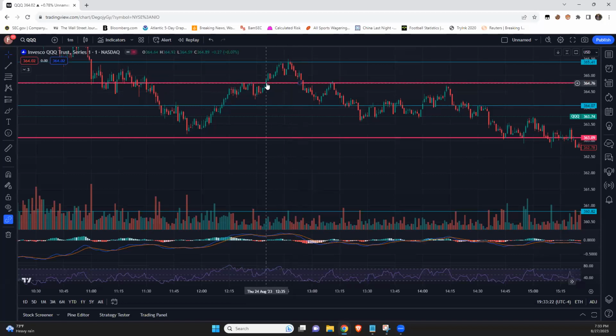Something I want to say in regards to volume, right? You can't make extended moves to the downside, or extended moves to the upside, unless there's constant flow and increasing volume. You're never going to see an extended move without increasing volume.